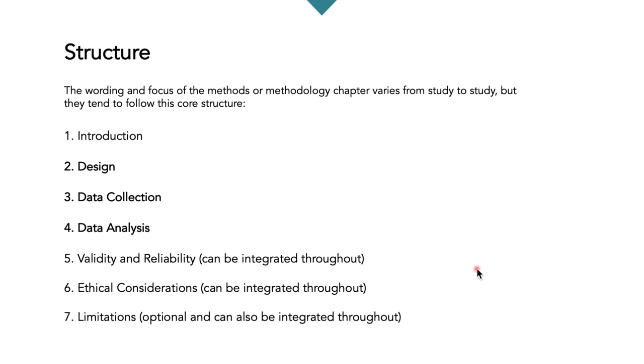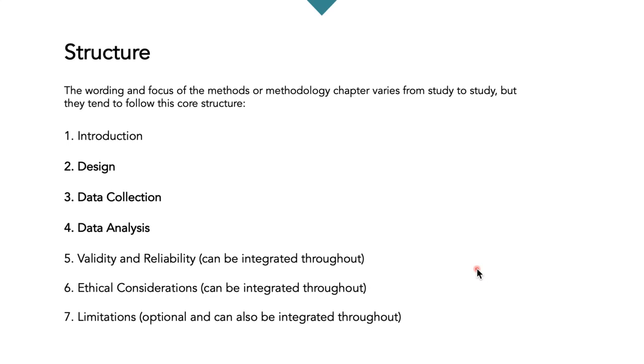Limitations as well. This does not have to be in this chapter. Often it's not. Sometimes it is though. If it's not in this chapter, it should either be in the discussion or in the conclusion. But you can have limitations in this chapter. You would expect as a marker for there to be a decent discussion of limitations somewhere in the dissertation, if not in this chapter. So that's why I've said it's optional.